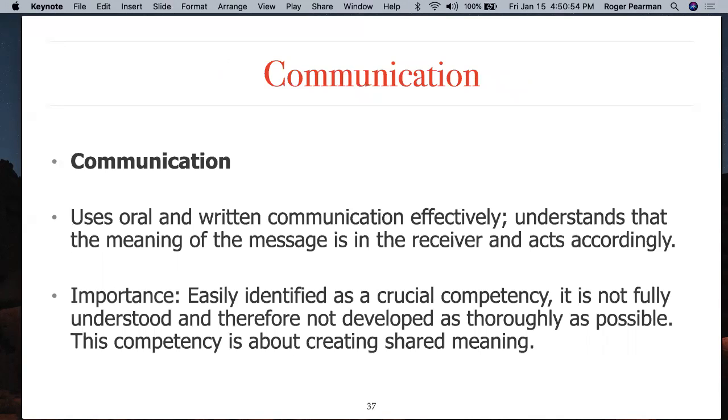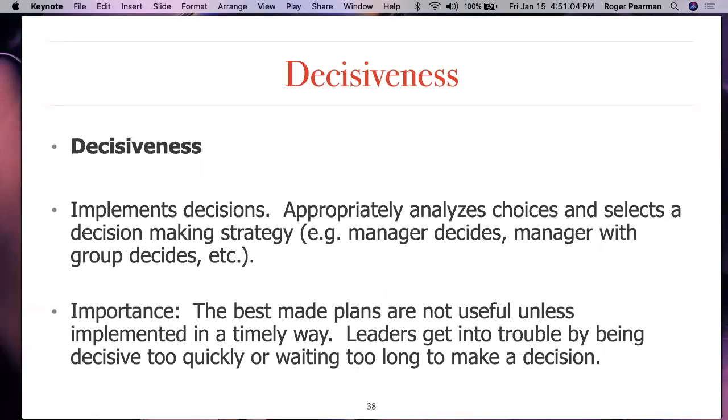Communication involves both oral and written messaging. The items cover how we pay attention to the sending of a message and the receiving of a message. Decisiveness is attended to by making the right sort of decisive choice and implementing those decisions.